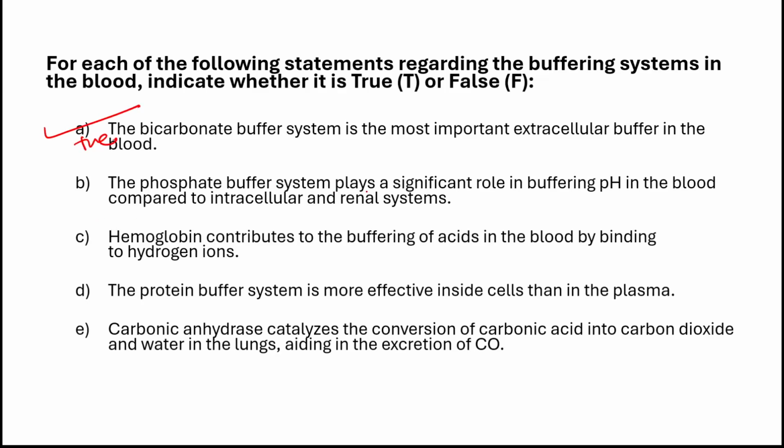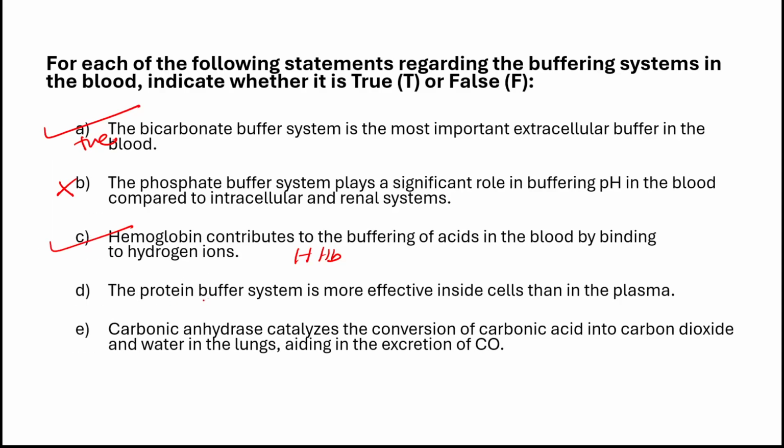The phosphate buffer system plays a significant role in buffering pH in blood compared to intracellular and renal systems. Now, actually, this is false because it is in fact done by the bicarbonate system. So, false. Hemoglobin contributes to buffering of acids in the blood by binding to hydrogen. Yes, it can form HHb, if I'm correct. So, it is a true statement.